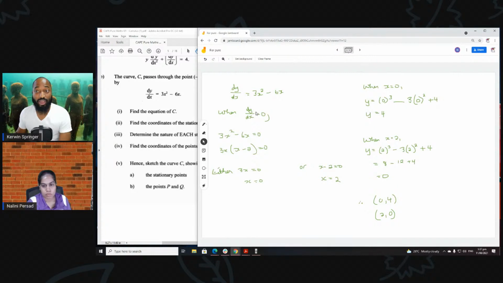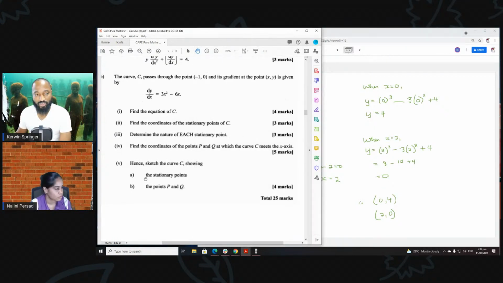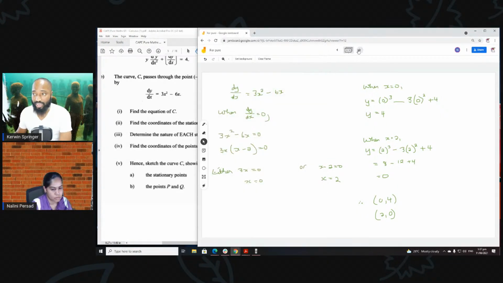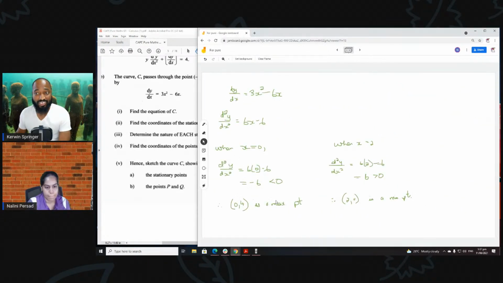Coordinates of the stationary point: dy/dx is equal to 0. We did that. We got two x values, and we just substituted back, and we got the coordinates of the stationary point. They're going to come in handy just now. We find the coordinates of the stationary points because they're going to help us draw the sketch. That's why I'm recapping. And then the nature of the stationary point. So we know when x was 0, it developed a maximum there.